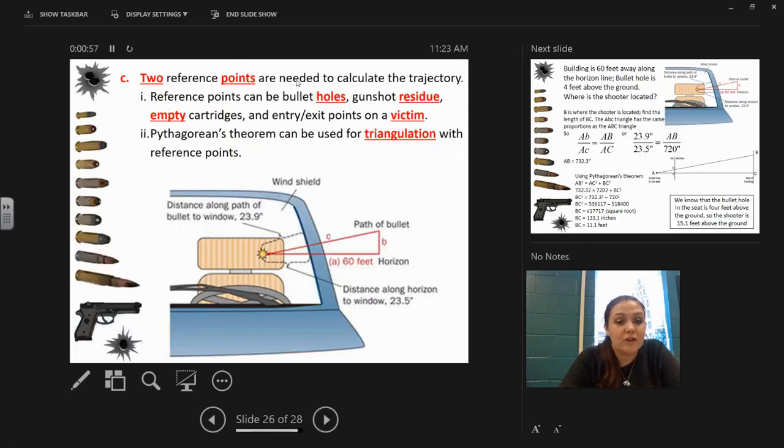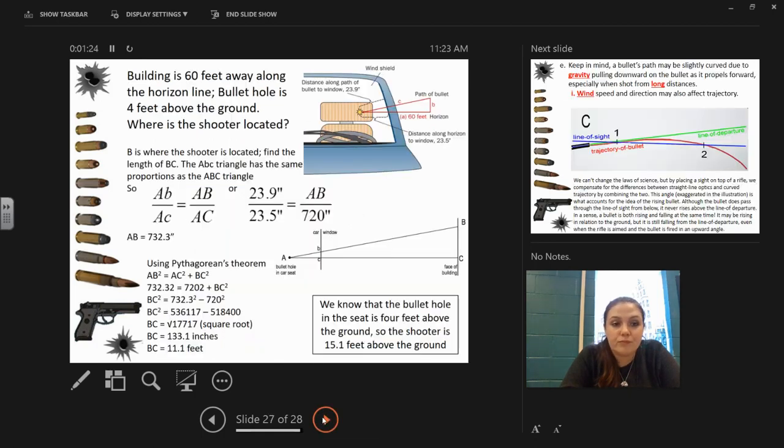Two reference points are needed to calculate trajectory. A reference point can be the bullet hole, the gunshot residue, an empty cartridge, or entry and exit points of the victim. Pythagorean theorem can be used for triangulation as long as you have two reference points. So basically, trying to figure out here, path of the bullet is C, how tall we think they were, how far apart we think they were.